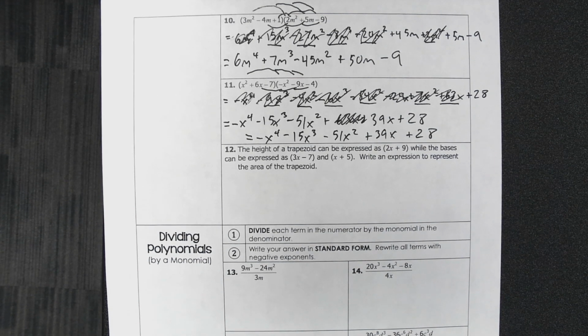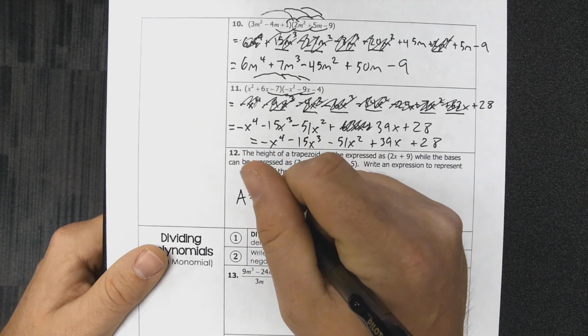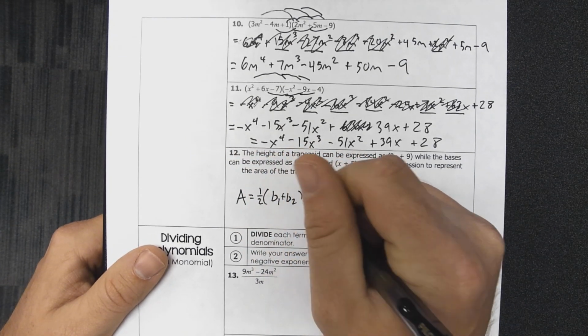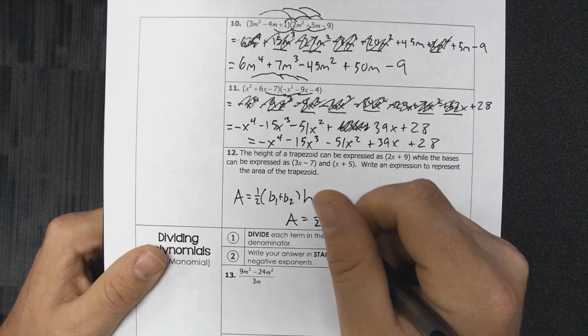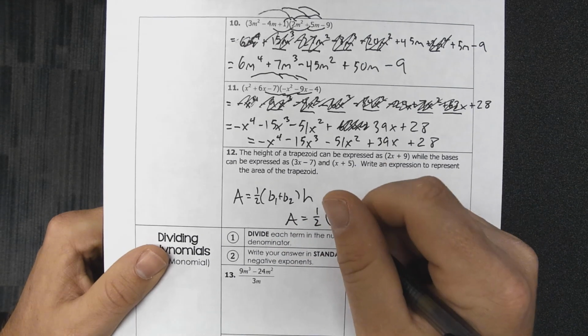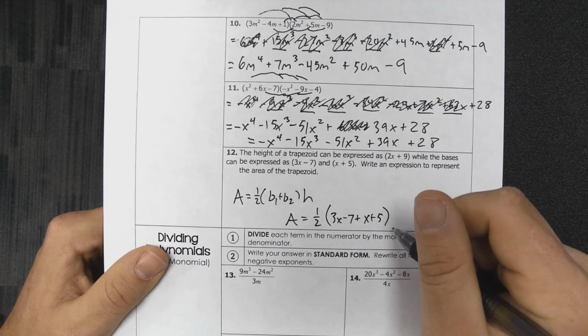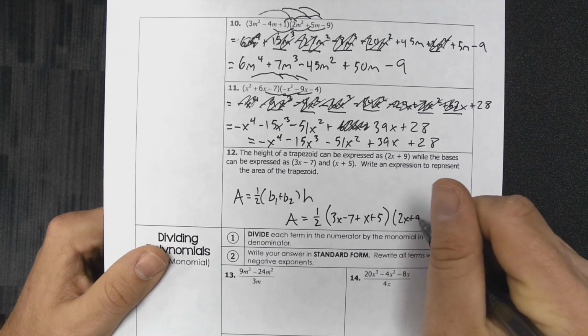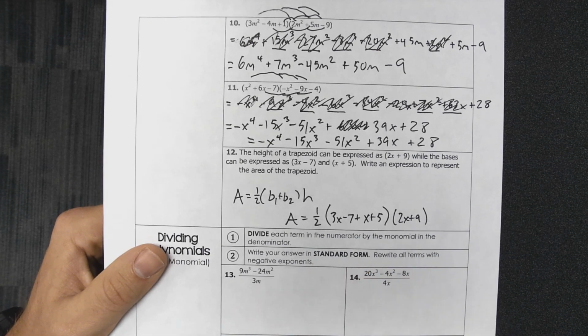Let's look at number 12. Height of a trapezoid can be expressed as 2x plus 9, while the bases can be expressed by those two binomials. Write an expression to represent the area. So remember, area of a trapezoid is going to be 1/2 base 1 plus base 2 times height. So in that case, it's going to be area 1/2 times the quantity of these two bases added together times the height, which is 2x plus 9. And there we have it. So there's an expression representing the area.